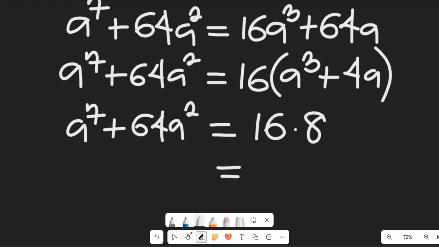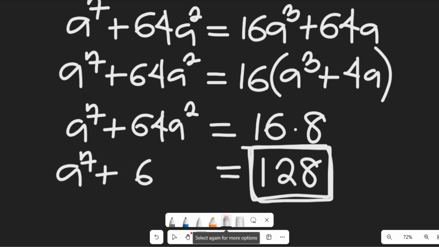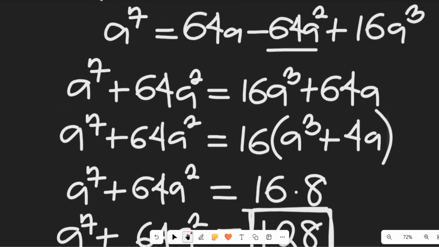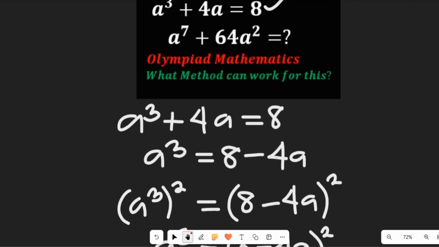And 16 times 8 will give us 128, right? And that is the solution to that maths expression given to us up there. So a to the power of 7 plus 64a squared is simply 128. And that is the solution to that maths expression given to us up there.